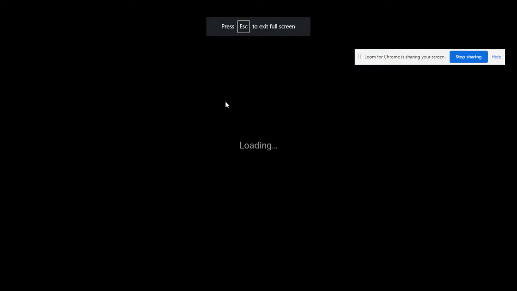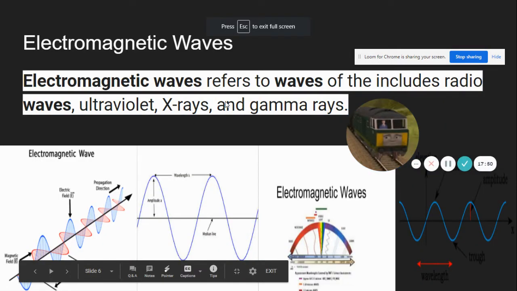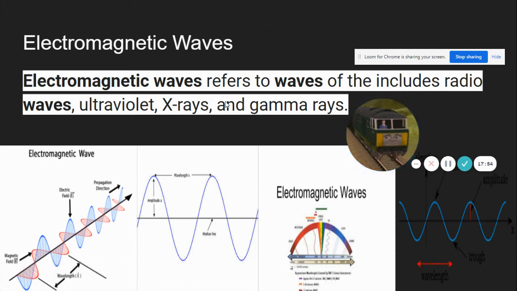So let's read that. Okay, so electromagnetic waves. Electromagnetic waves refers to the waves that include radio waves, ultraviolet, X-rays, and gamma rays.